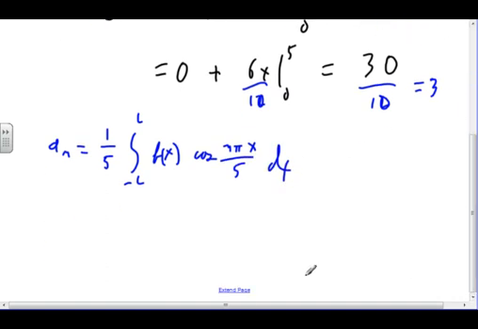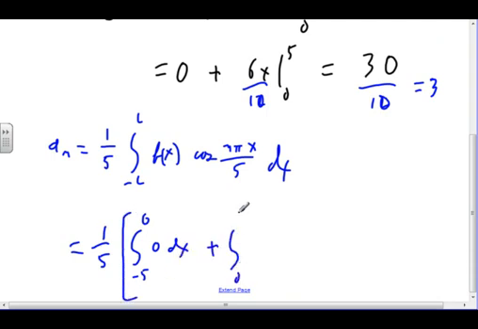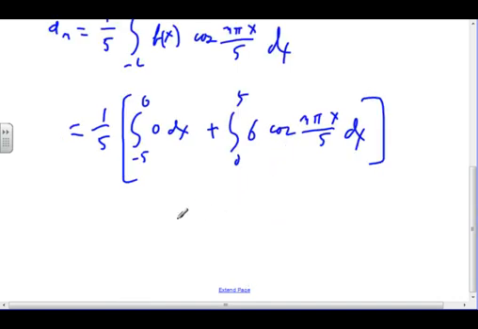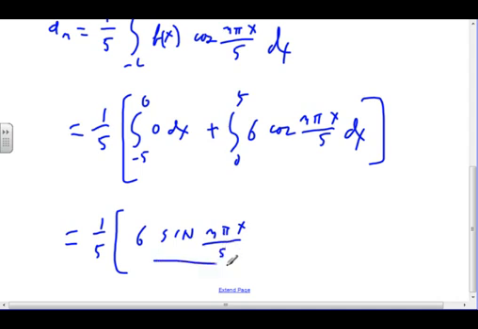Okay, so that's what I'm doing. And so 1 over 5. When I go integral from minus 5 to 0 of 0, I'm going to get 0. So that's good. Plus integral 0 to 5 of 6 cosine n pi x over 5 dx. The integral of cosine is going to be sine. So this is going to be 6 sine n pi x over 5 divided by n pi over 5, evaluated at 0 and 5.